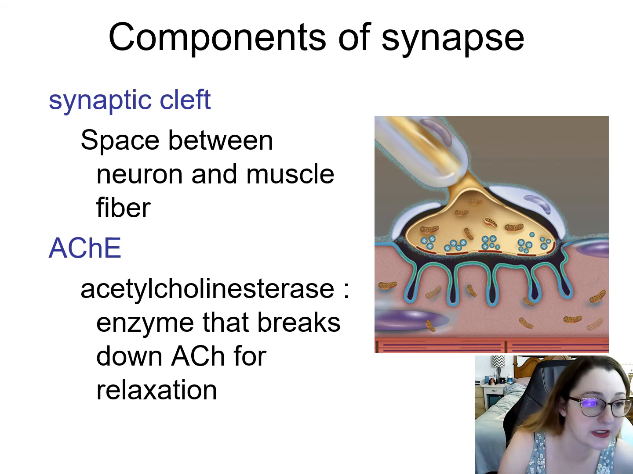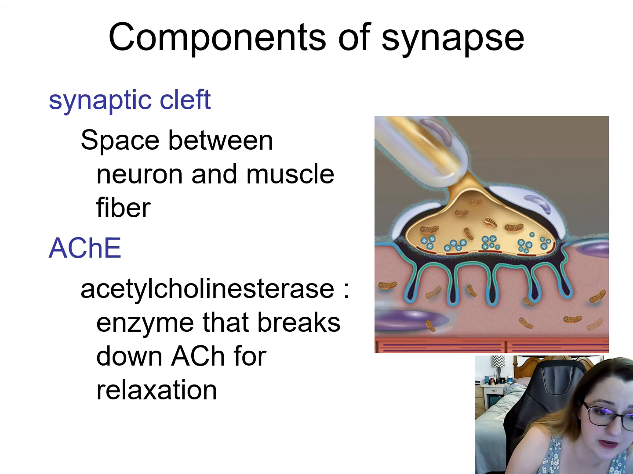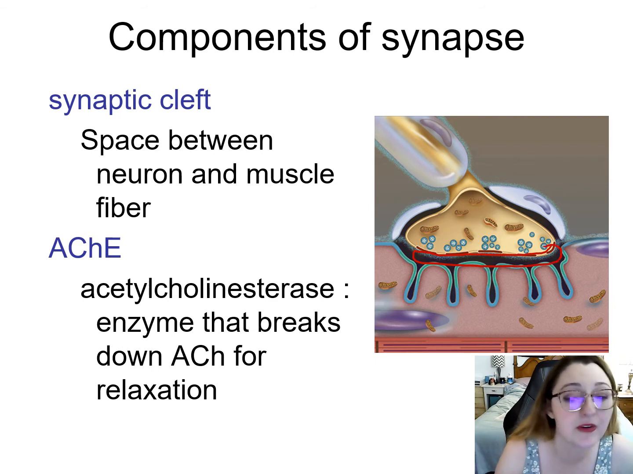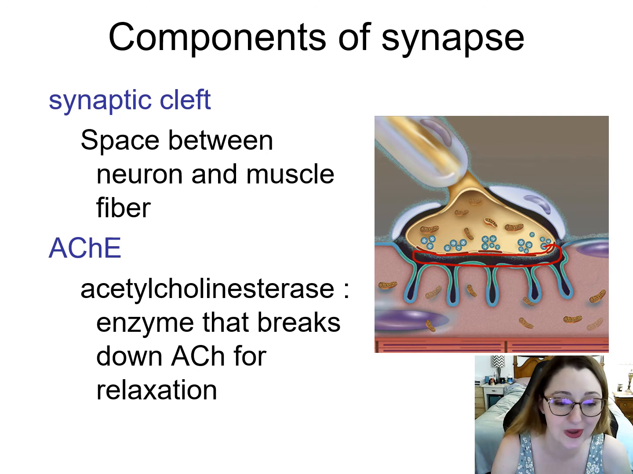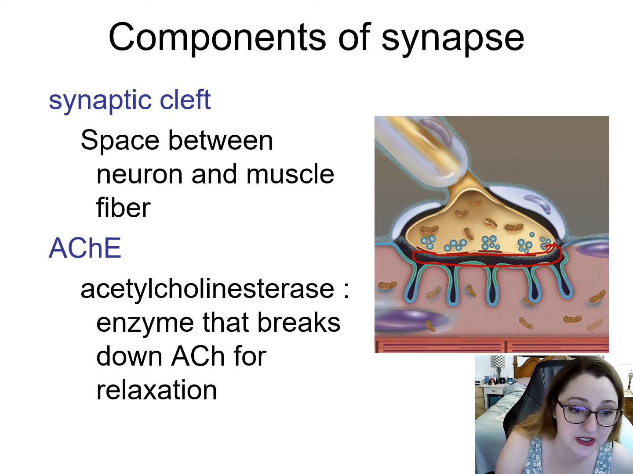So here we have the synaptic cleft, which is going to be this space between the neuron and the muscle fiber. I really like to think of this space as being kind of like if you've ever had a younger sibling, or maybe an annoying cousin, or something like that. It's the I'm not touching you type of space. They're not actually touching at all. There is just this space in between, but it is very, very small. And then of course, we've got our acetylcholine esterase, which we've just talked about.